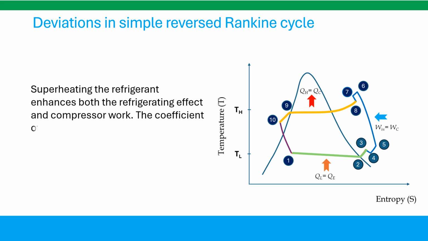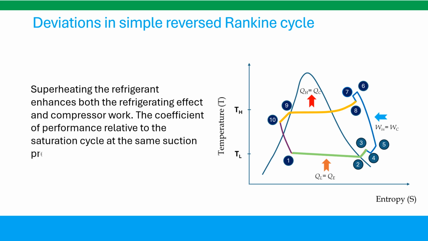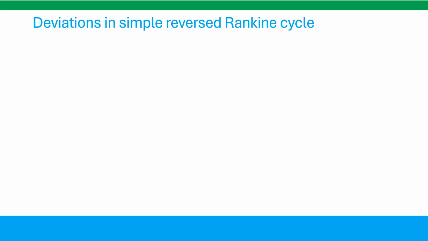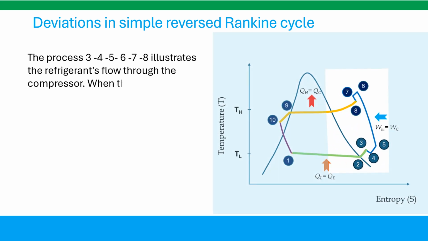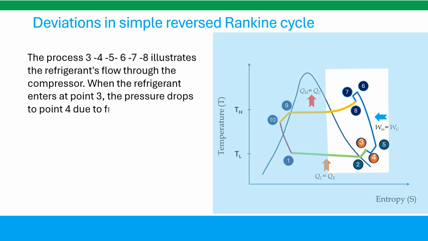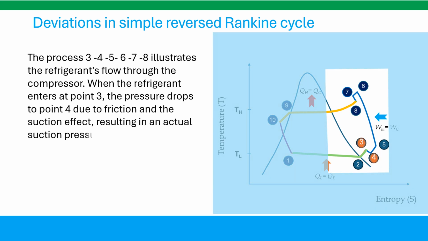The coefficient of performance relative to the saturation cycle at the same suction pressure may increase, decrease, or remain the same. The process 3-4-5-6-7-8 illustrates the refrigerant's flow through the compressor. When the refrigerant enters at point 3, the pressure drops to point 4 due to friction and the suction effect, resulting in an actual suction pressure lower than the evaporator pressure.